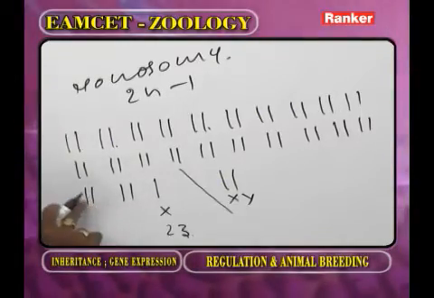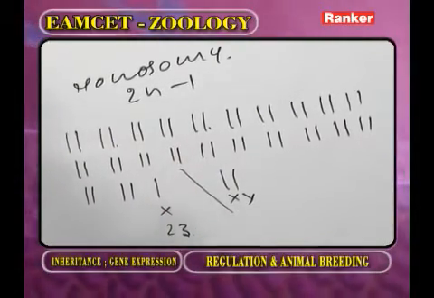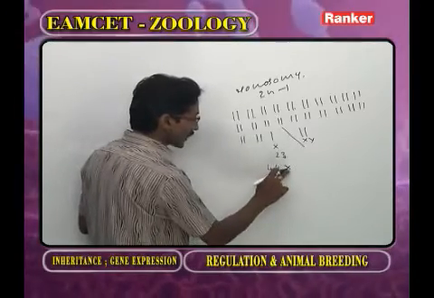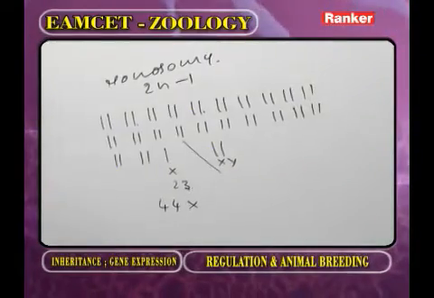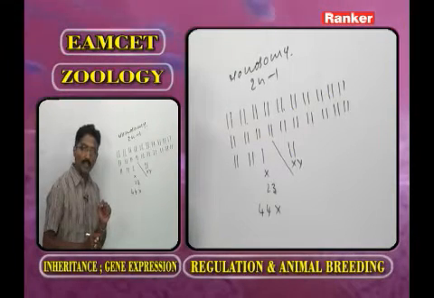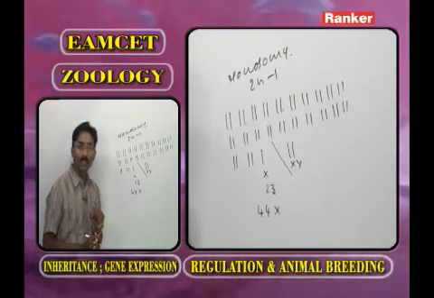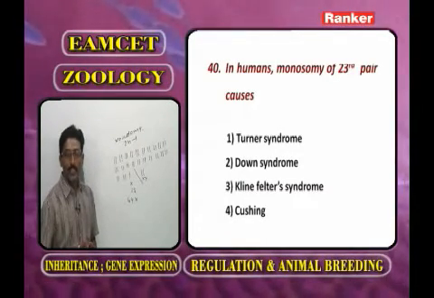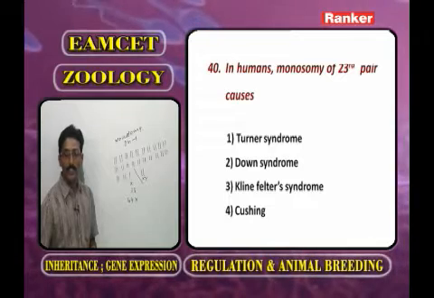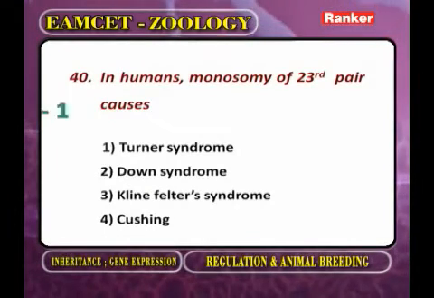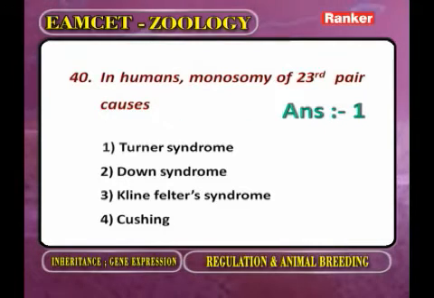Now how many autosomes? 44. How many sex chromosomes? 1. 44 plus 1, 45. Now this is a female human being suffering from Turner's syndrome. Now here, because of the monosomy, the female human being is suffering from what type of disease? The answer is Turner syndrome. Now we go for the next question.